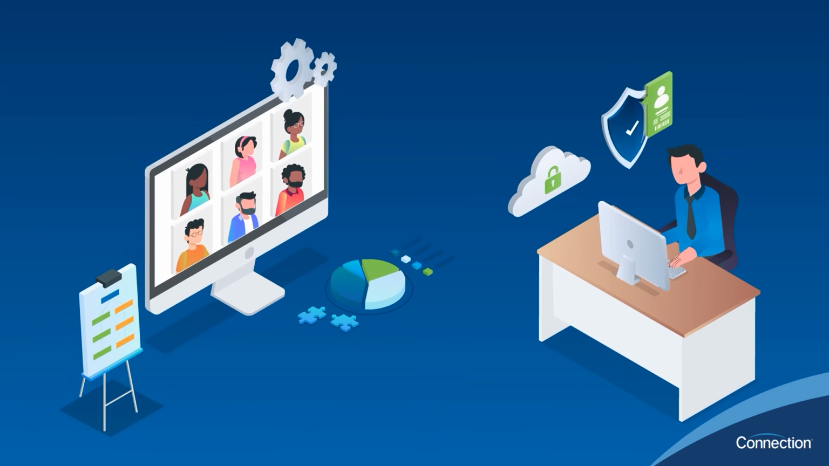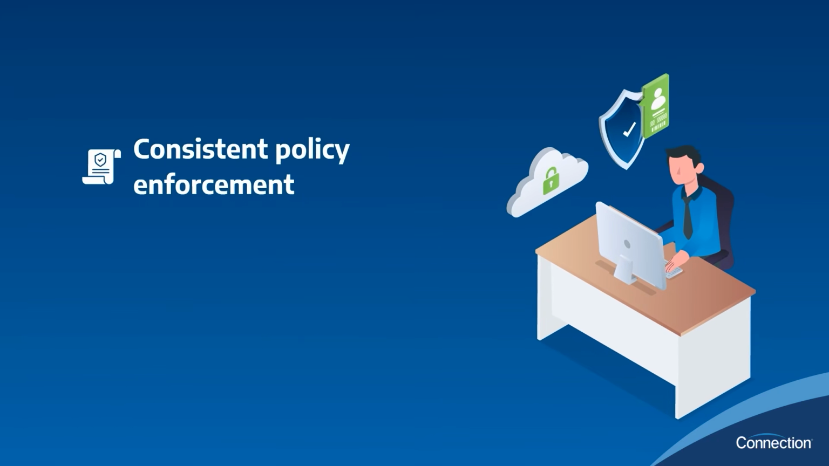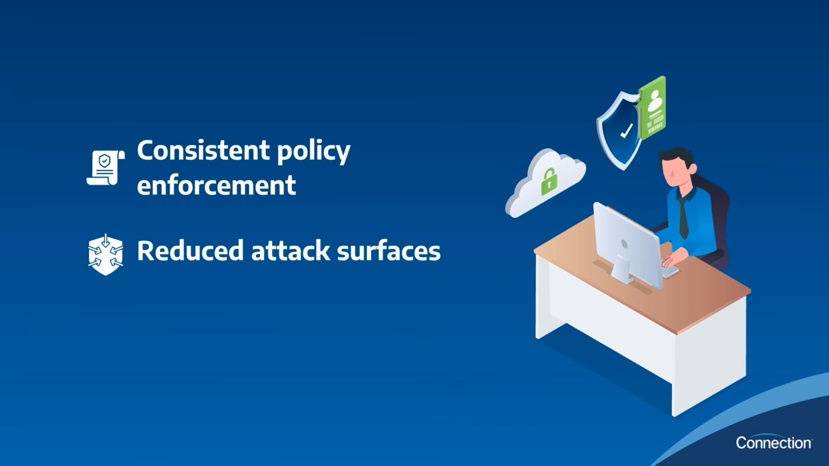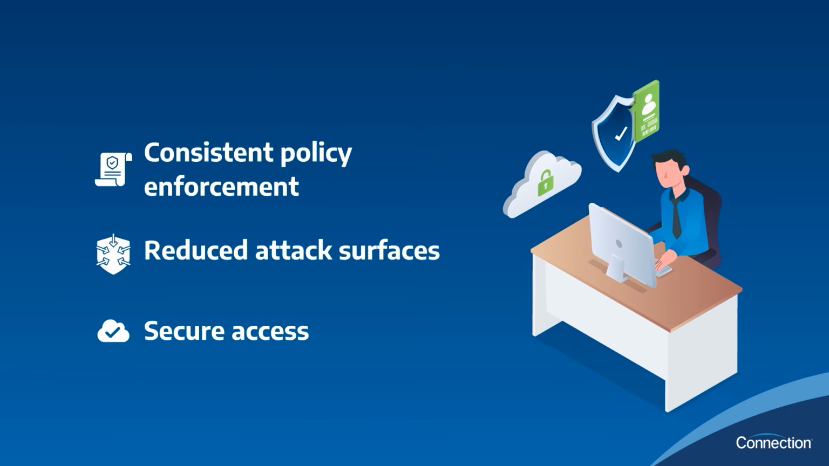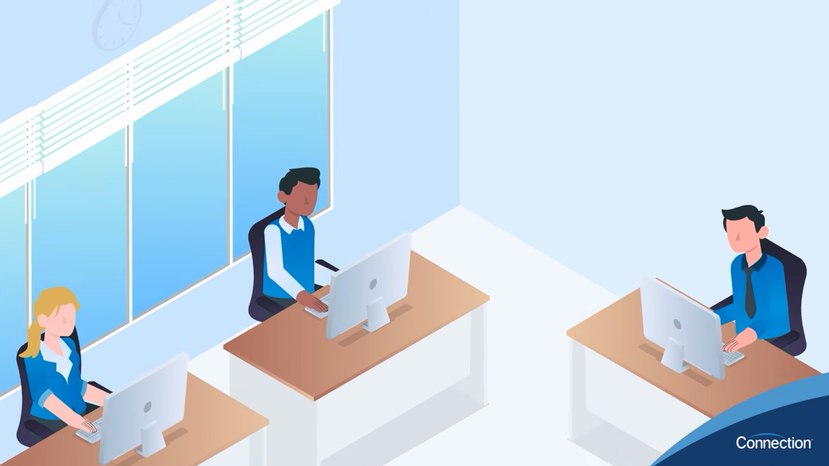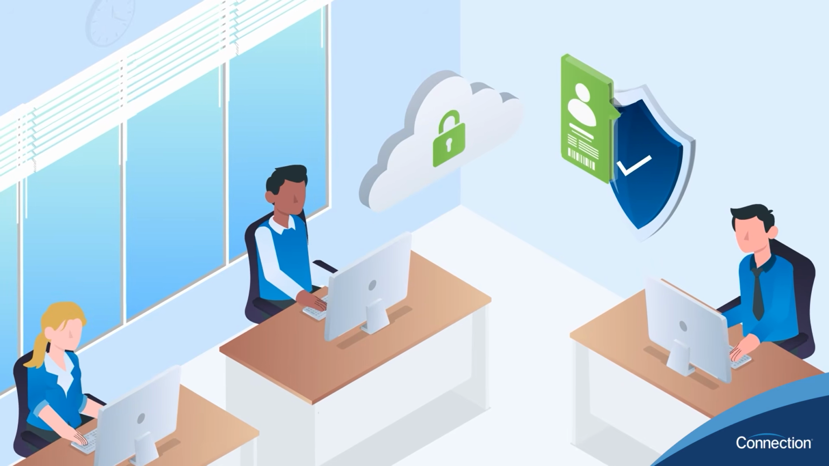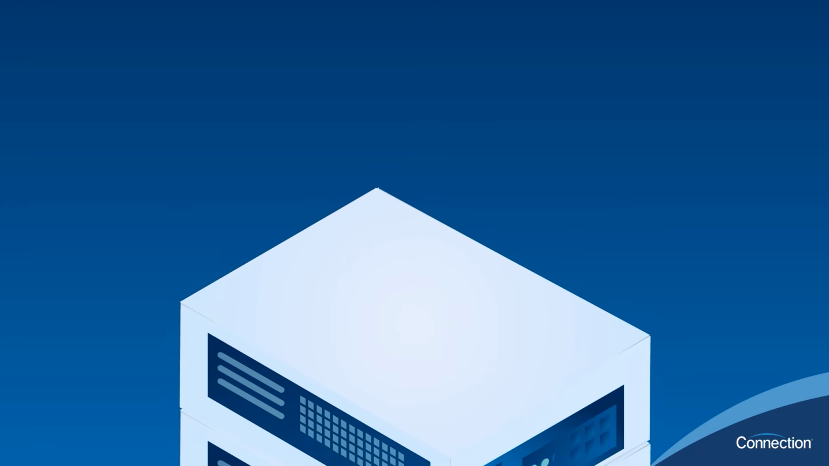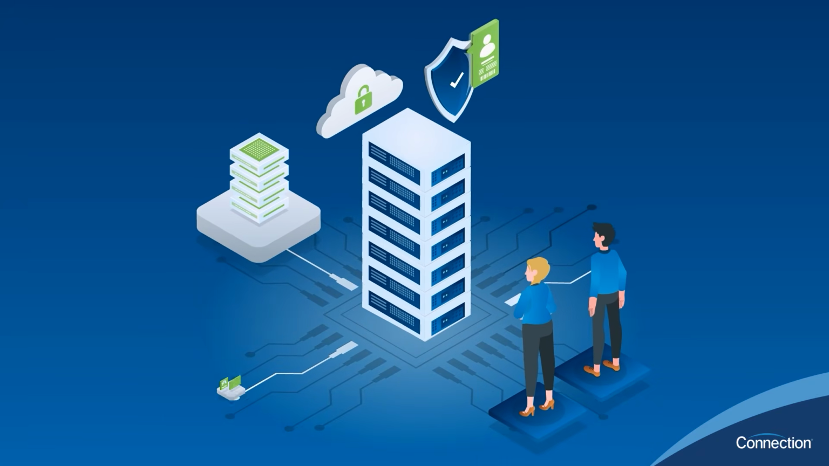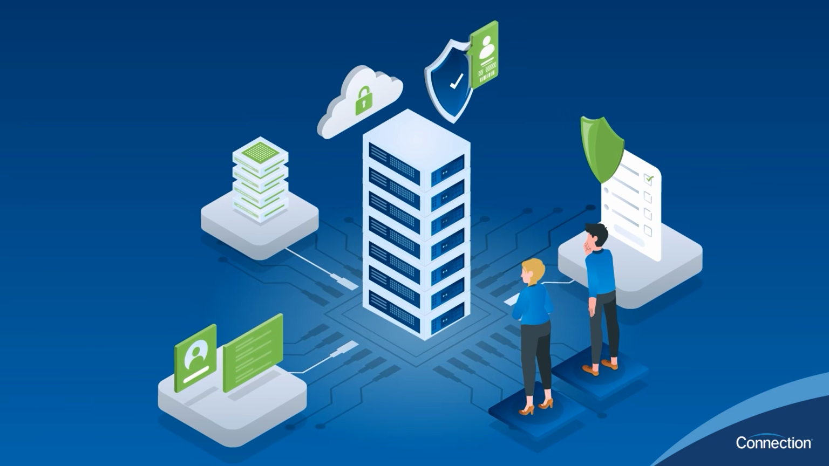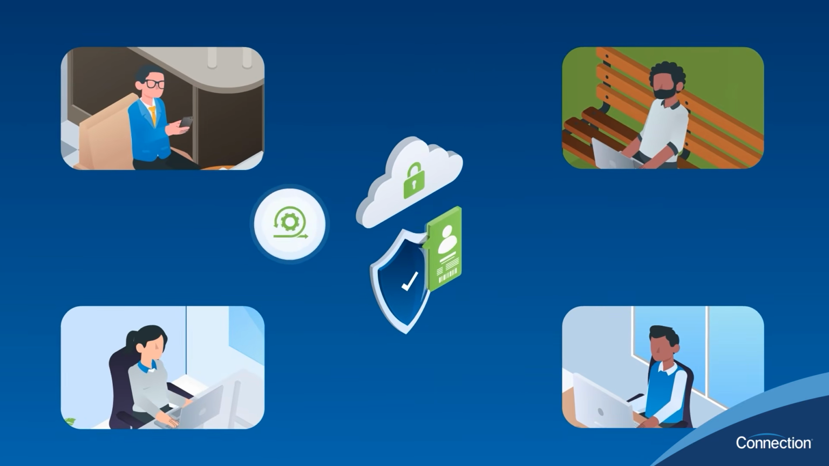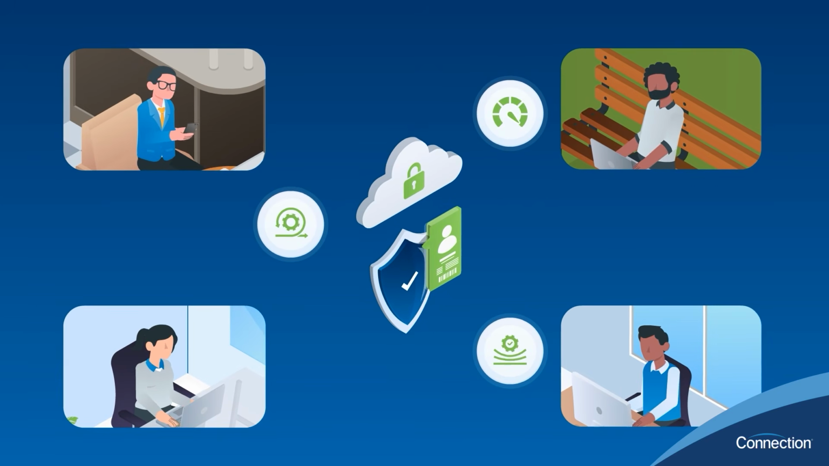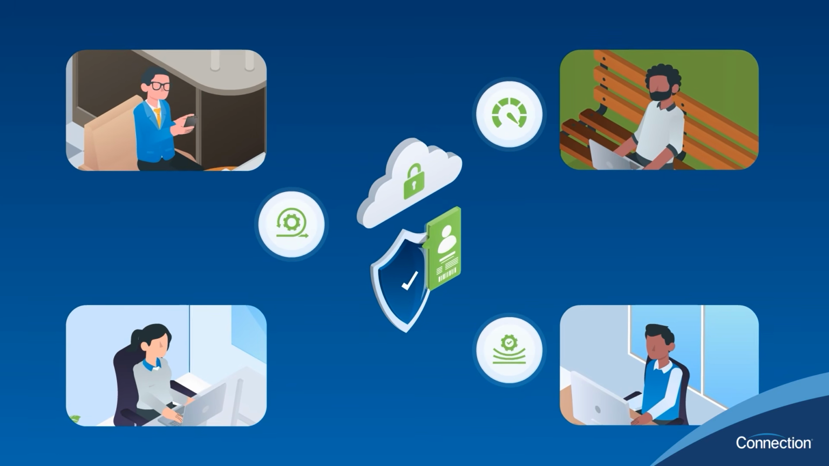Together, they form a unified strategy that delivers consistent policy enforcement, reduced attack surfaces, and secure access without reliance on outdated perimeter defenses. And with the right partner, adopting SASE and Zero Trust becomes more manageable. A partner with the expertise to align architecture, identity, and access controls can help you build a modern security foundation, one that supports agility, performance, and resilience as your environment continues to evolve.